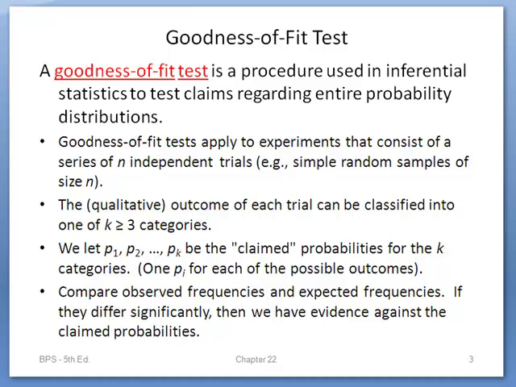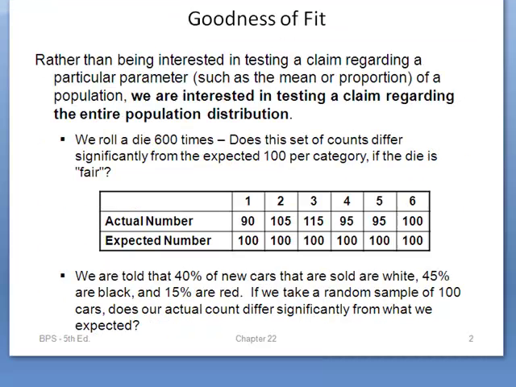If they differ significantly, then we have evidence against the claimed probabilities. So just like I showed you in that slide earlier, the expected number of times that I would roll a 1, if I rolled a die 600 times, should be 100. Does the actual value 90 being different from 100, is that significant? Is the 105 from 100 significant, and 115 from 100, and so forth? This is what this test will tell us with a quantitative number.